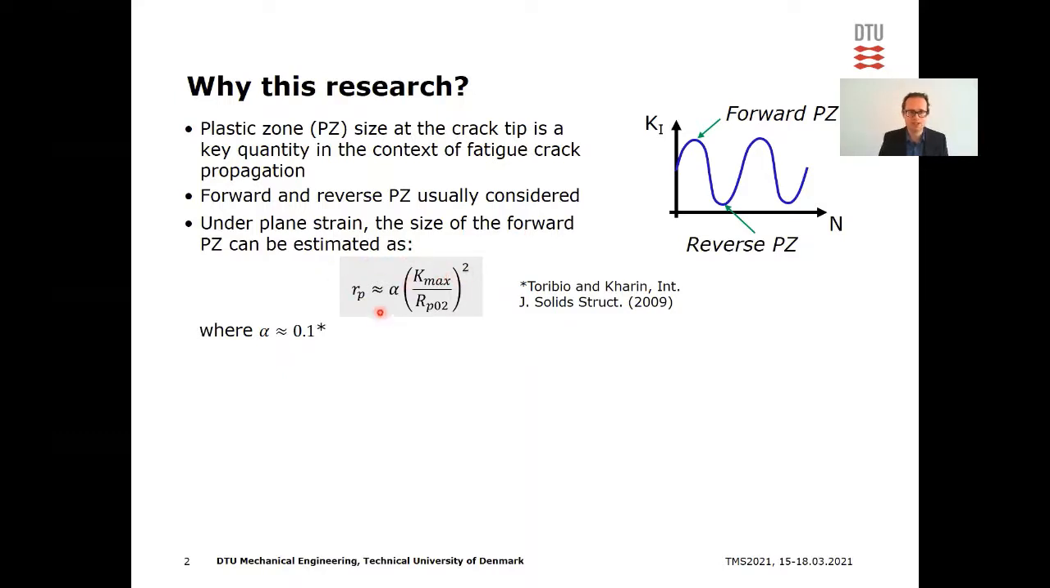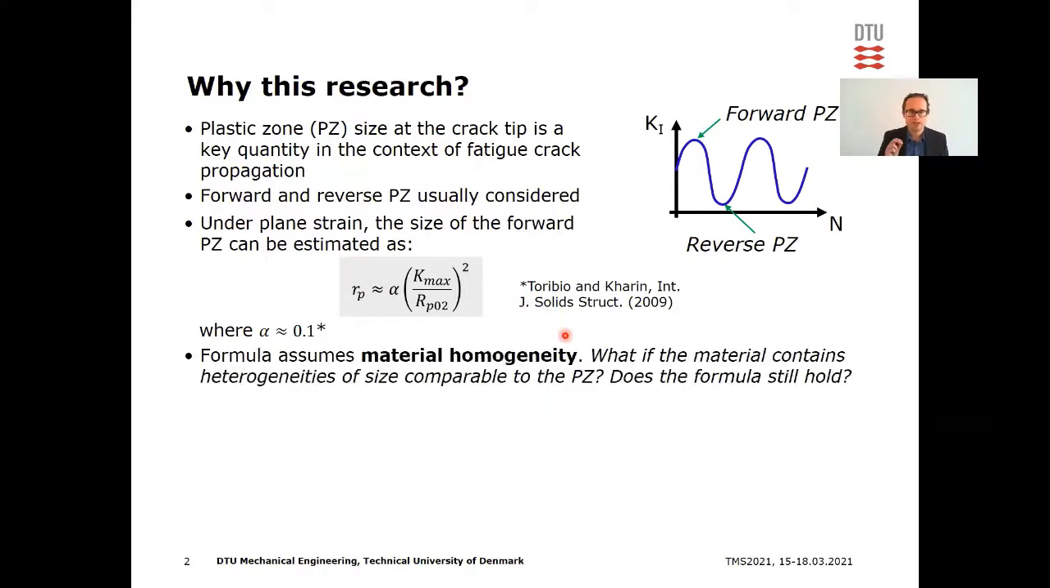As you can see here, this formula states that the size of the plastic zone is proportional to the ratio between the maximum stress intensity factor and the material yield stress squared. The proportionality coefficient can be taken equal to 0.1, which is an average of the published literature. But the key point we want to make is that this formula was actually derived under the assumption of material homogeneity.